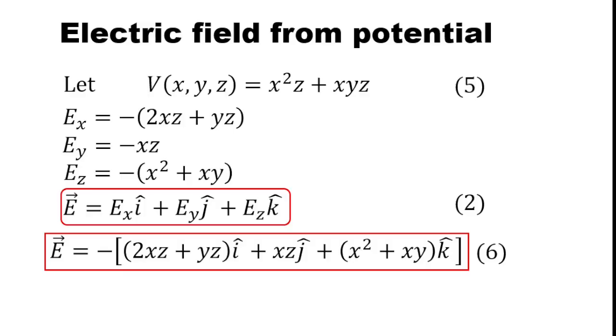This applies if we are given the potential function in Cartesian coordinates, that is in terms of x, y and z. If the potential function is given in cylindrical coordinates or in spherical coordinates, we will define the components of electric field according to the given coordinates.